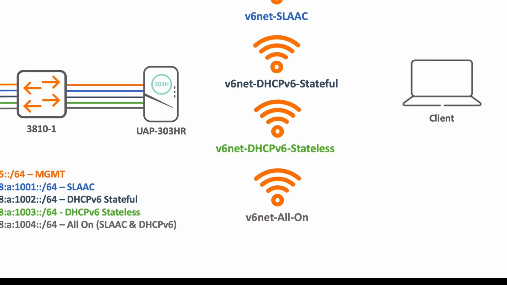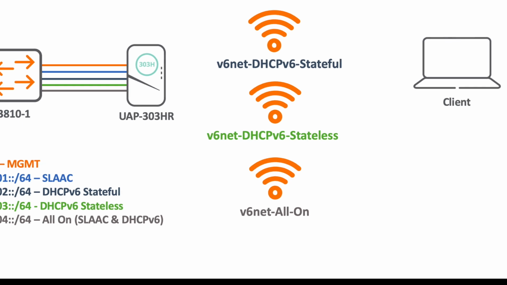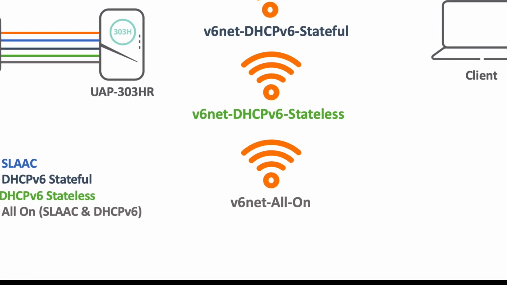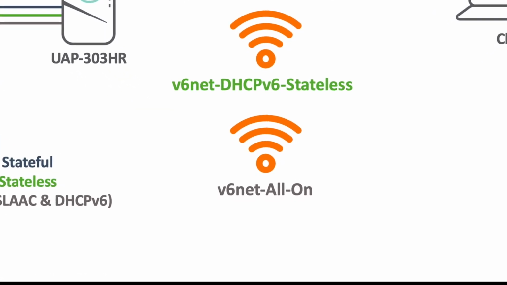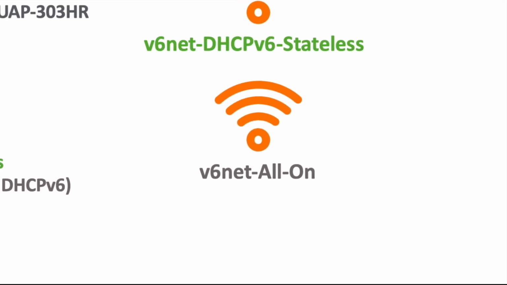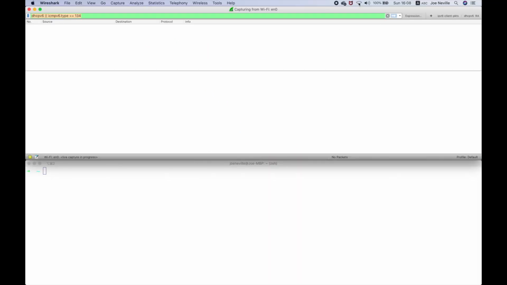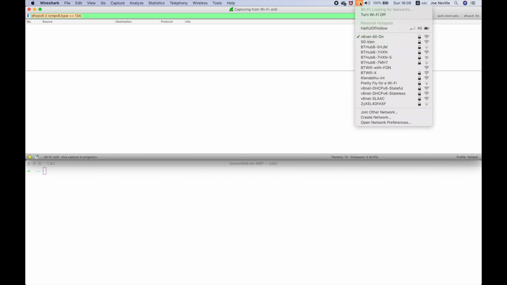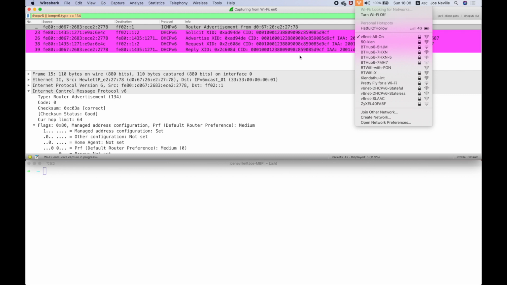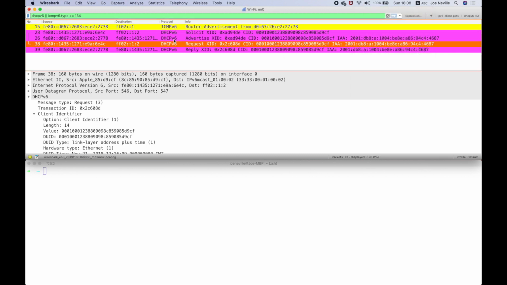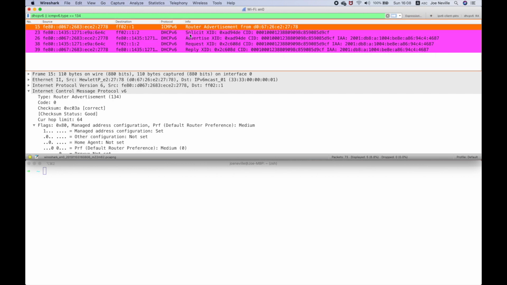Now for our final SSID, this is where we combine SLAAC and DHCPv6 Stateful, which I've called V6Net All On. One last SSID, I'll turn on my Wi-Fi, and there we've connected to All On. Okay, stop the capture. So we've got our RA and our 4-message exchange.